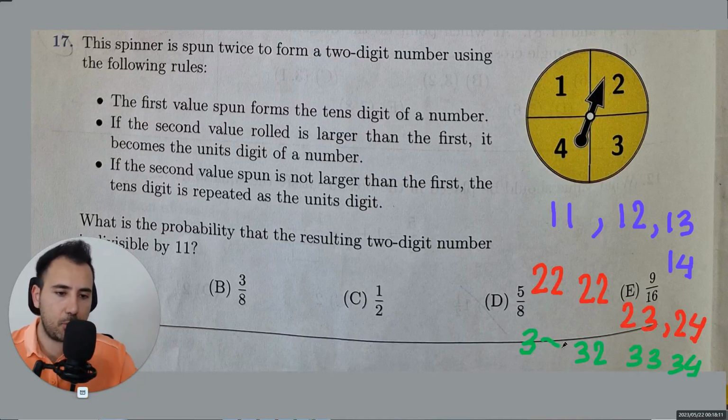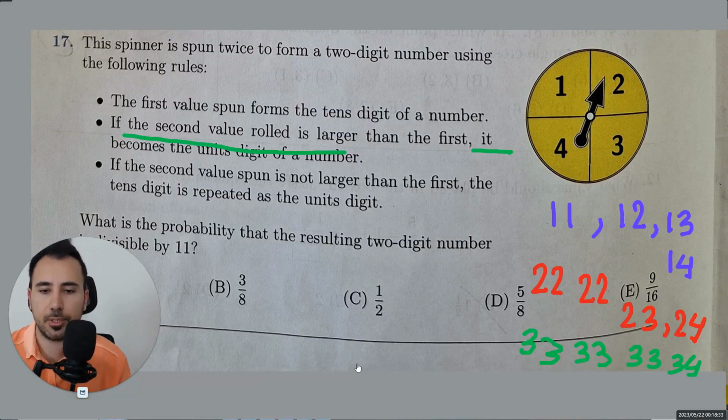So the same story happens with 32 again. 32 will also be 33. 33 not touched. So 34 is also okay because if the second value rolled is larger, then no problem. It becomes the units digit. And then we're going to have to deal with 41, 42, 43, and 44.